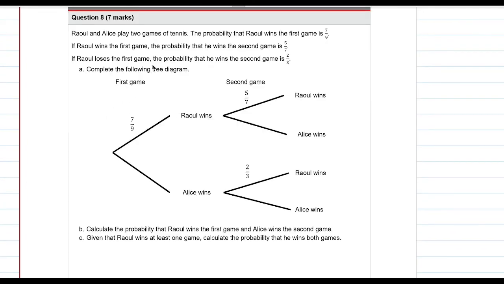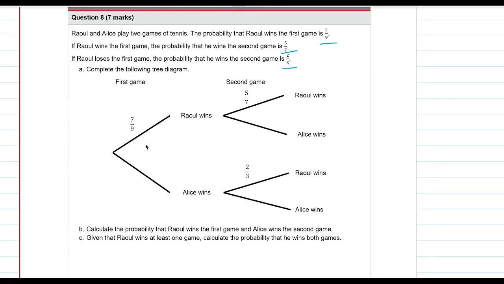Raoul and Alice play 2 games of tennis. The probability that Raoul wins the first game is 7 on 9. If Raoul wins the first game, the probability that he wins the second game is 5 on 7. If Raoul loses the first game, the probability that he wins the second game is 2 on 3. Complete the following tree diagram.